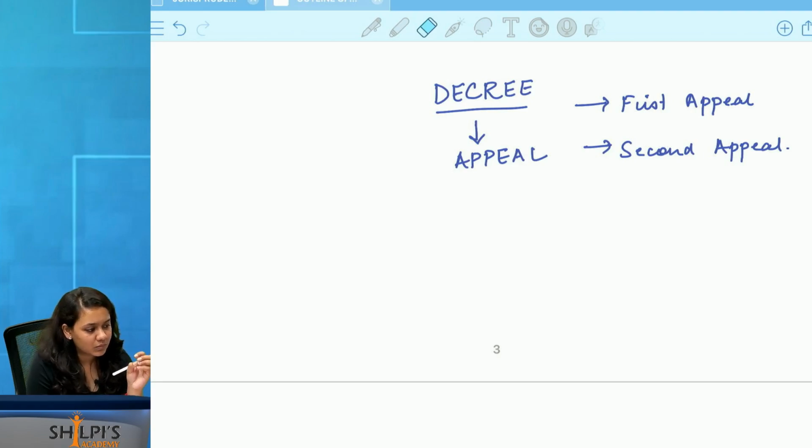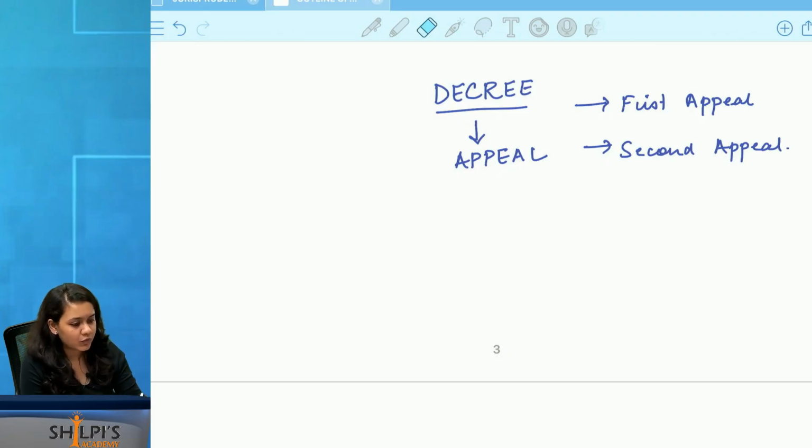Only if the law allows you to go on appeal can you actually go on appeal. It is not an inherent right. That means you don't just go to the civil court and then you have a right to go to the high court, or you don't just have a right to go to the Supreme Court. The law has to allow you to go on appeal to the higher courts.